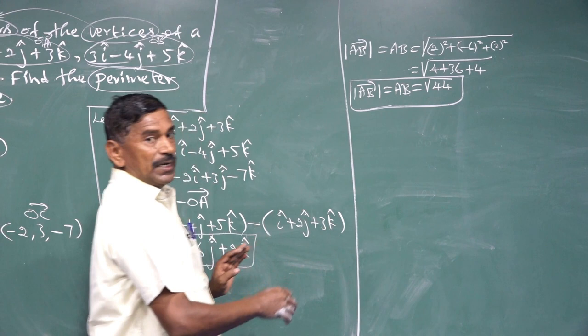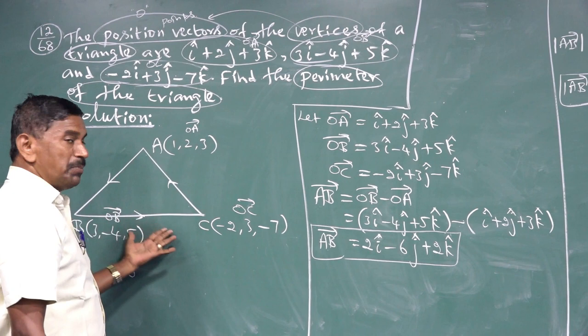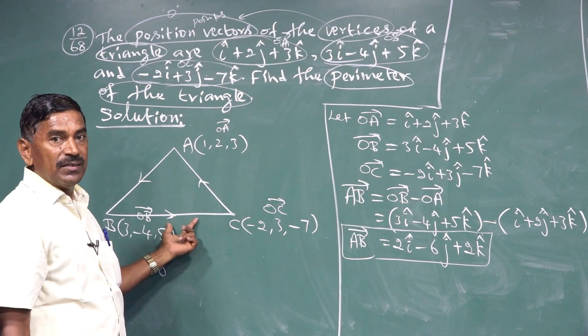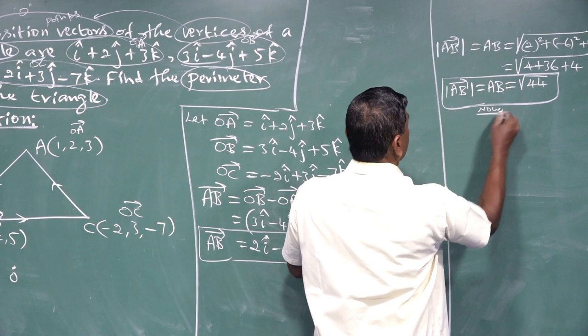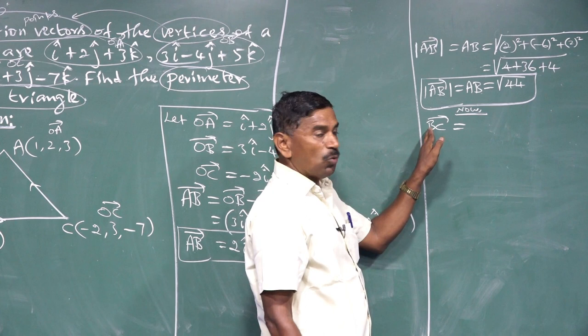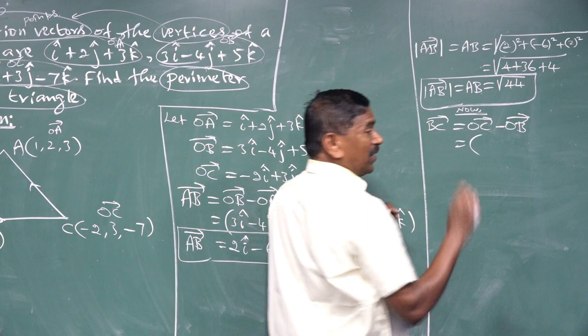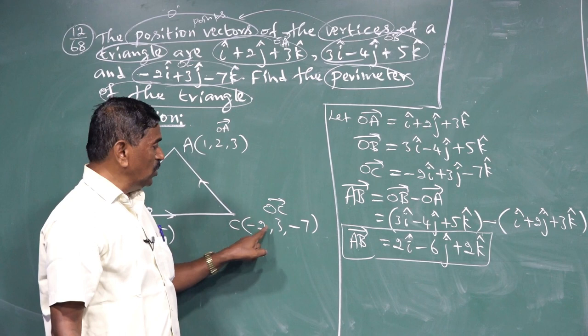Perimeter means the sum of the three sides: modulus AB vector plus modulus BC vector plus modulus CA vector, that is our answer. Okay, next I want to find the BC vector. Now BC vector is equal to OC vector minus OB vector. What is OC vector? OC vector is equal to minus 2, 3, minus 7.